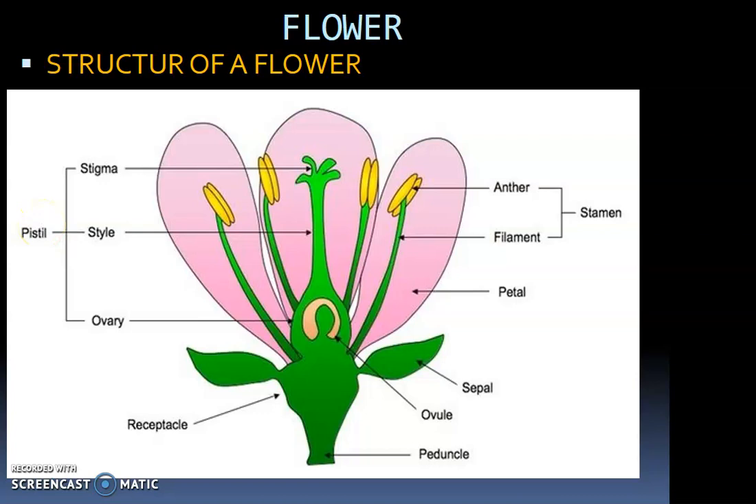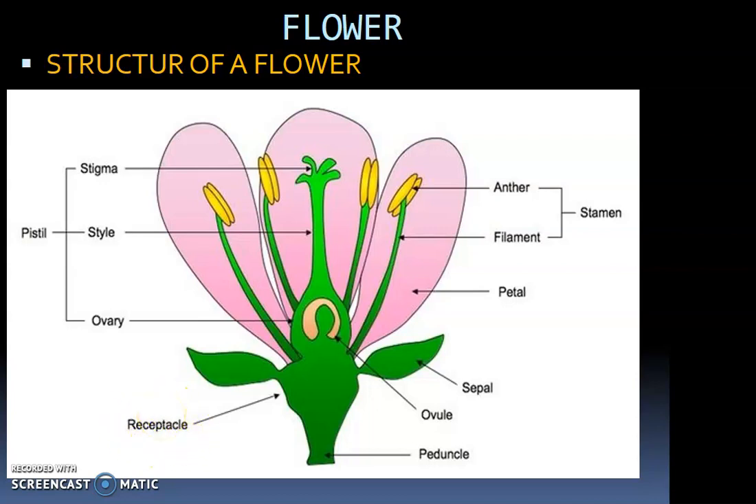But in these main parts of the flower, we have other parts. For example, the stamen has the anther and the filament. Then the pistil has the stigma, the style, the ovary, and the ovule. Another equally important part of the flower is the receptacle.